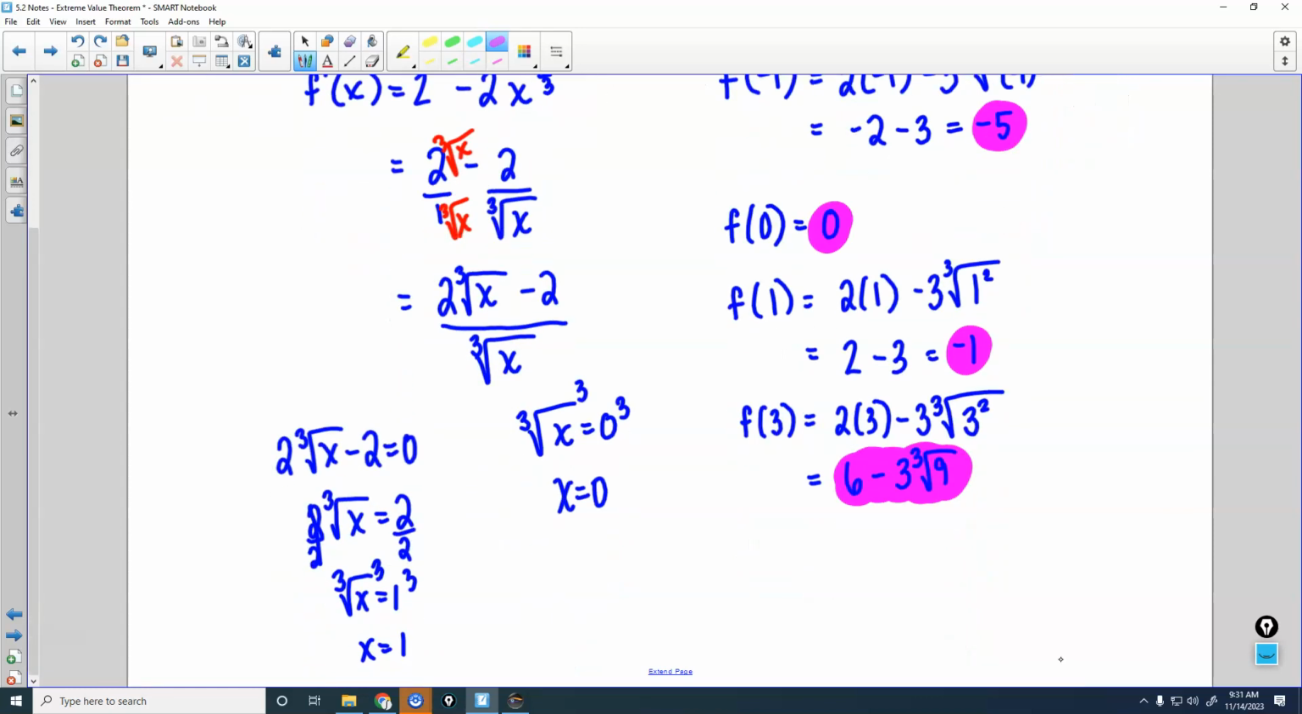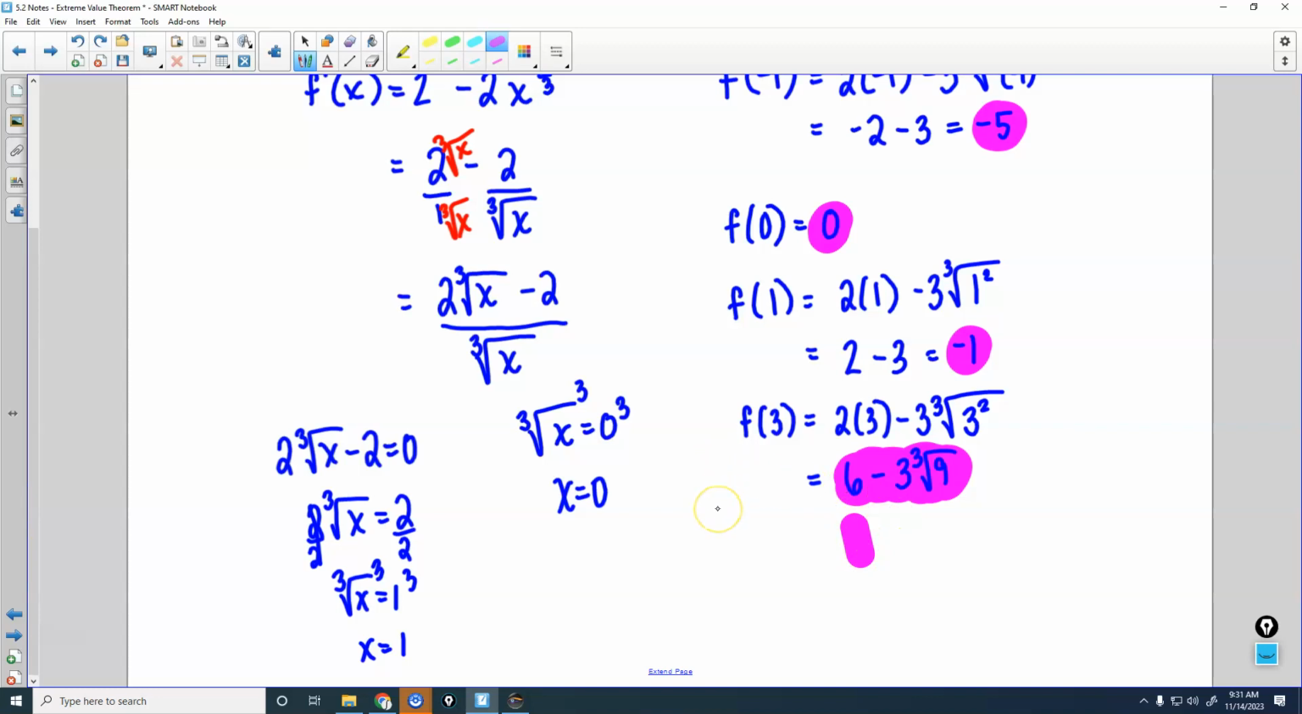But I do know the cube root of 8. What is the cube root of 8? 2. And if I had 3 times 2, I'd end up with 6 minus 6, which is 0. Is cube root of 9 going to be bigger than 2 or smaller than 2? Bigger. A little bit bigger, right? So we're going to have 6.